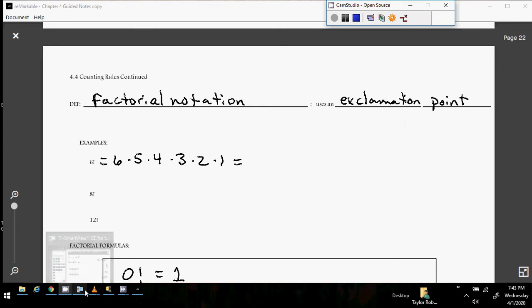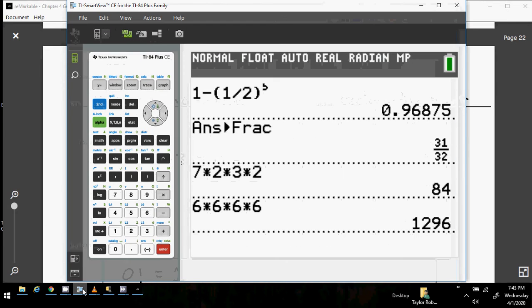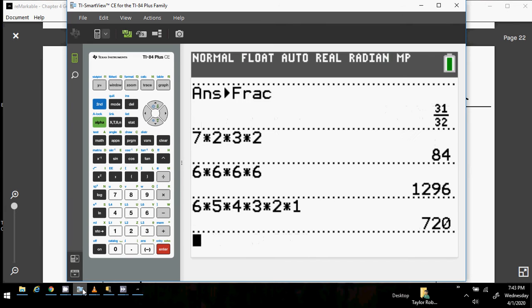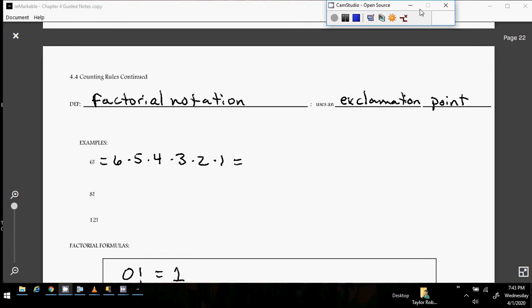We'll go to our calculator. We'll go 6 times 5 times 4 times 3 times 2 times 1. Alright, so that's 720. So that wasn't so bad. So 720, we'll put that on there.